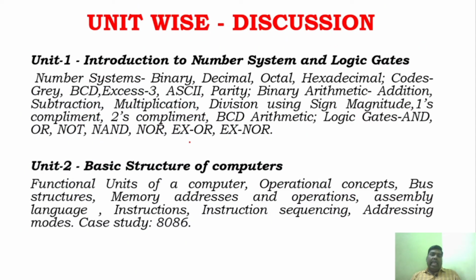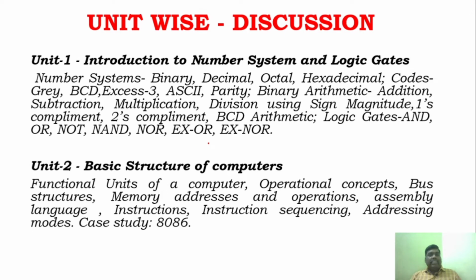Very often I could hear students saying that COA is a very difficult subject, but COA is the easiest subject. And if you plan and study, you can definitely score more marks. So unit-wise discussion, we'll start with unit 1. Unit 1 is one of the easiest units, and definitely you will be able to attend all the questions in unit 1 if you prepare wisely.